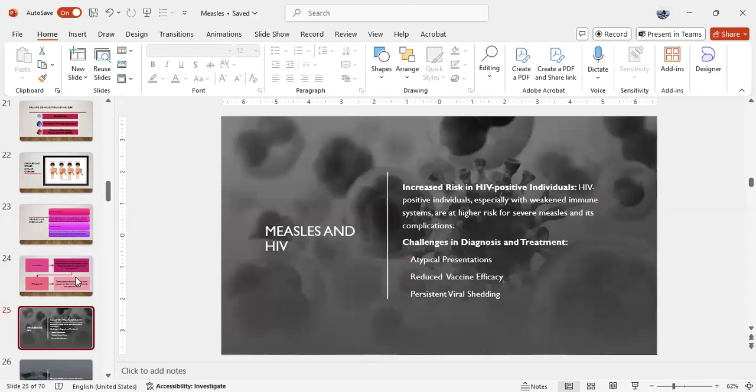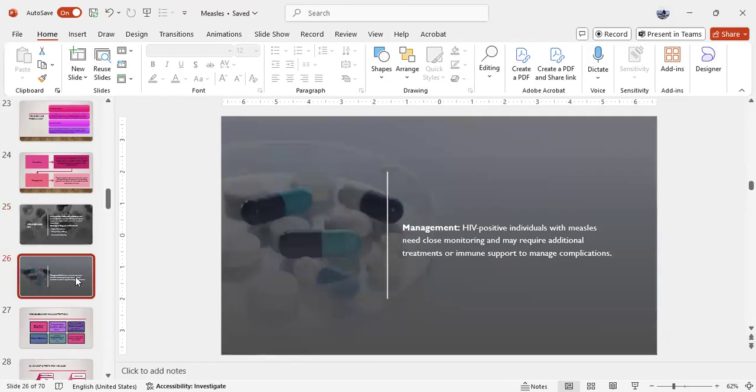Measles and HIV. Increased risk in HIV positive individuals, especially with weakened immunity. The challenges when a person who has HIV positive gets measles is that this is atypical presentation, and there is reduced vaccine efficacy and obviously persistent viral shedding. Management. HIV positive individuals with measles need close monitoring and may require additional treatment or immune support to manage complications.